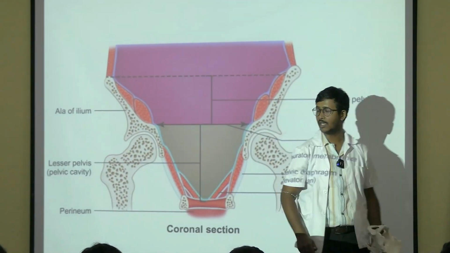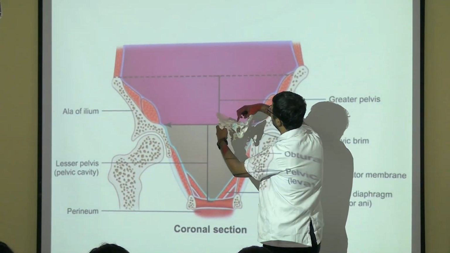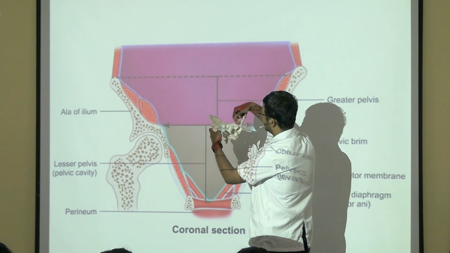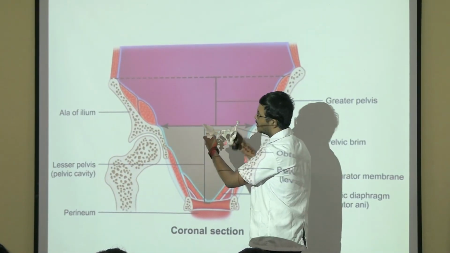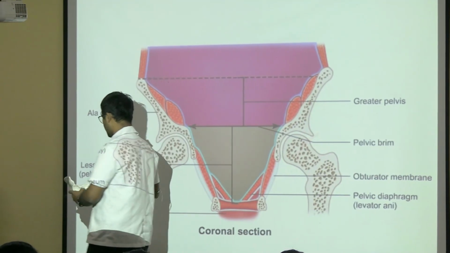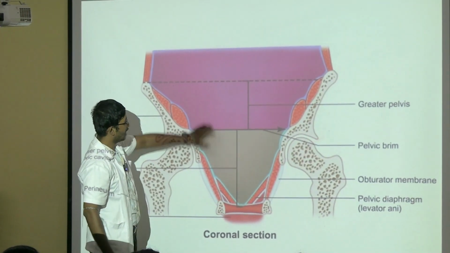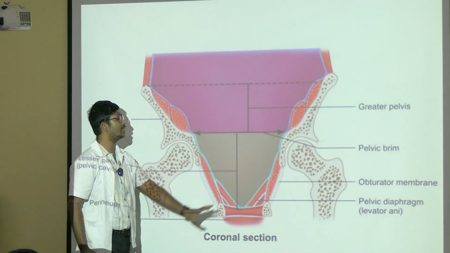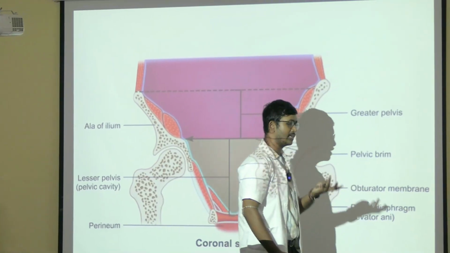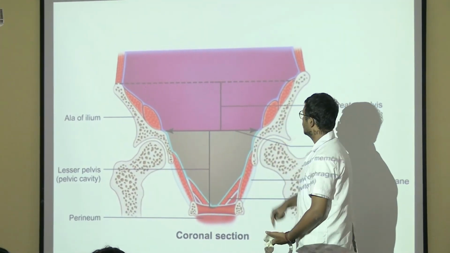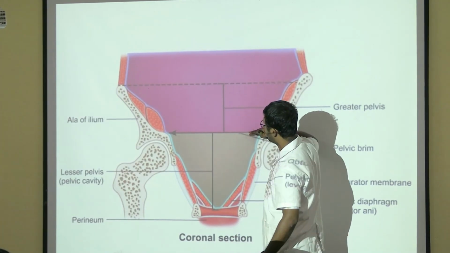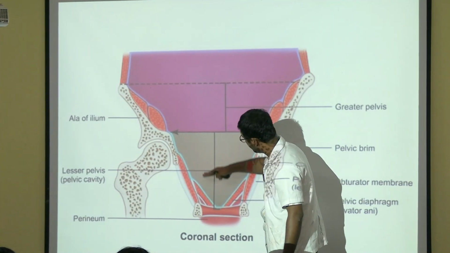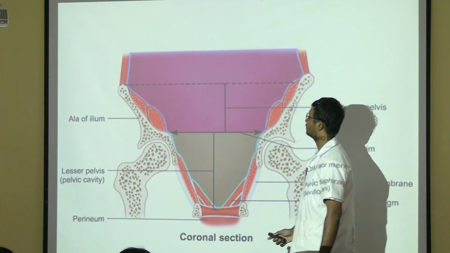This greater pelvis is bounded posteriorly by some portion of your promontory and your lumbar vertebra, then on either side by the iliac fossa, and anteriorly by the anterior abdominal wall, which is basically a free wall. So the greater pelvis is the false pelvis, and the lower pelvis or the lesser pelvis is the true pelvis. This true pelvis is further divided into pelvic brim, pelvic inlet, pelvic cavity and pelvic outlet. The pelvic brim divides the whole pelvis into upper and lower segments.